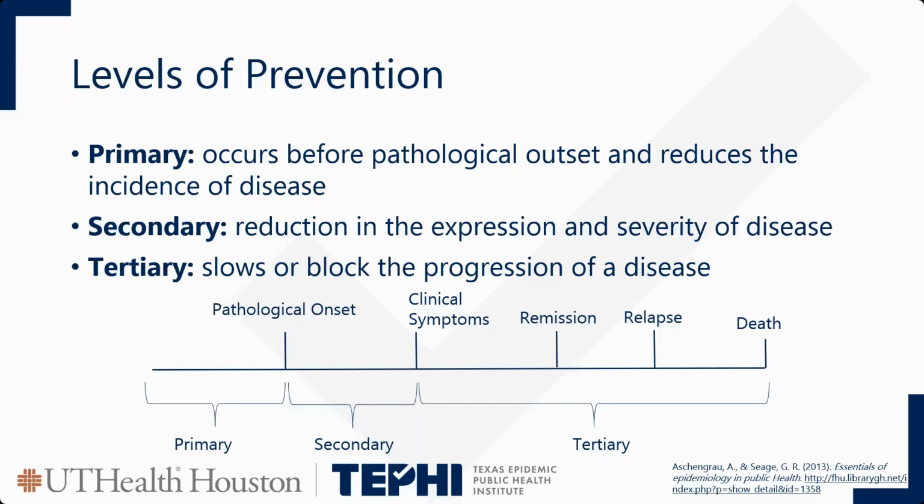The last level of prevention is the tertiary level of prevention. This is done to slow or to block the progression of disease. So this is implemented after a clinical diagnosis has been made. An example of this would be good antibiotic stewardship, where a culture from an infectious site is obtained, sent to the lab, and the report reviewed to ensure that the antibiotic is effective in treating the infection.